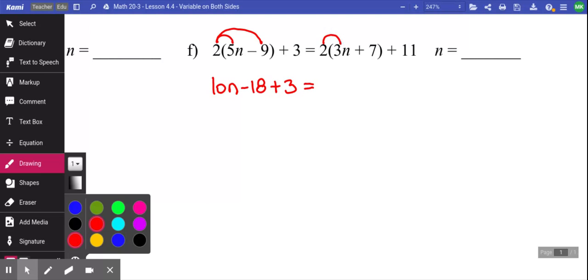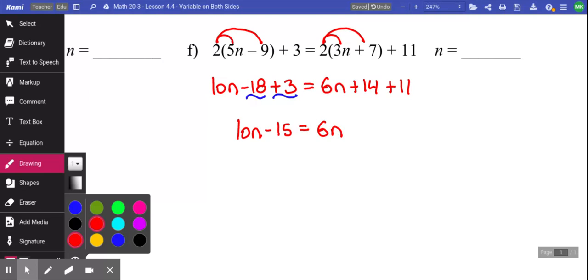Equals, this 2 comes into the brackets to become 6n. 2 times 7 becomes plus 14. And then plus 11 on the end. So you just have the 6 on the minus. Yep. So it'd be 4n. Yep. I collect my like terms after I multiply. So on the left side, I have a negative 18 and a positive 3. So that's going to be 10n minus 15. Equals, and on the right side, I have 6n, add those like terms to become plus 25.